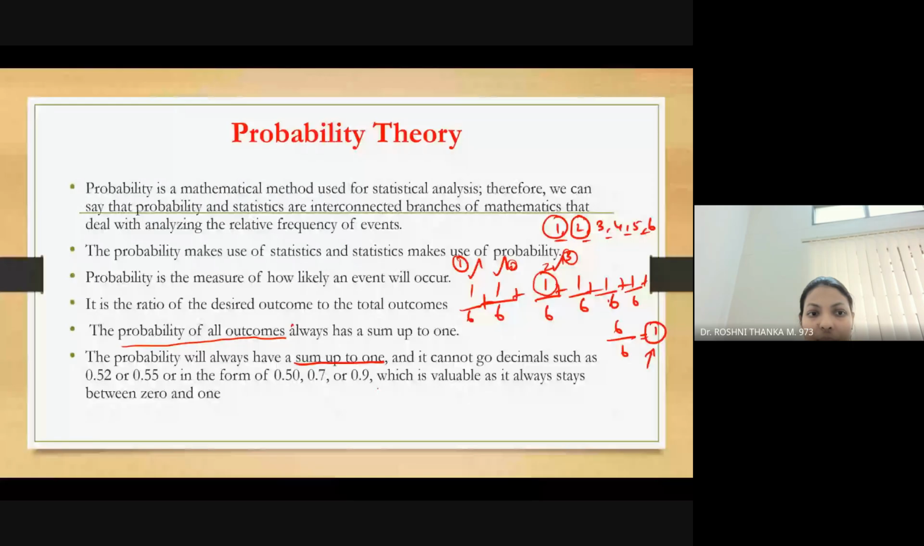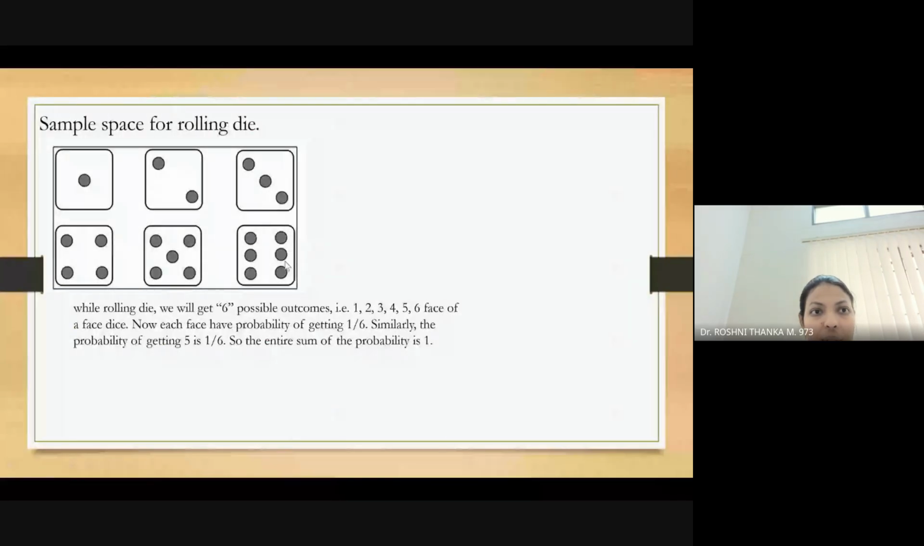The probability value will not be like 0.52 or 0.78. It should either be 1 or 0. It cannot be a value in between. The sum of all the possible outcomes should be 1. So this is about probability theory. What I explained is denoted here. It is a dice, right? In a dice, we have all these combinations.